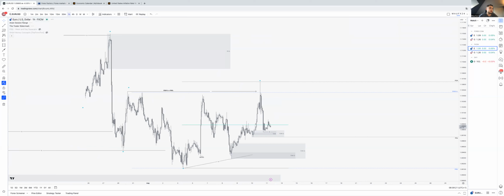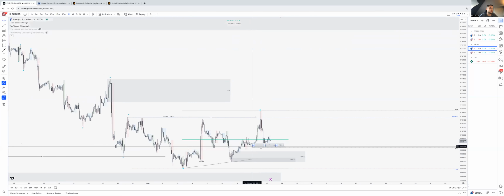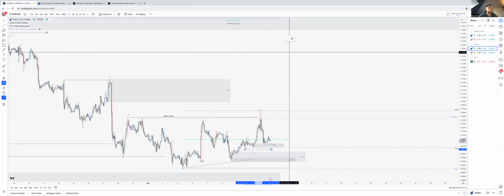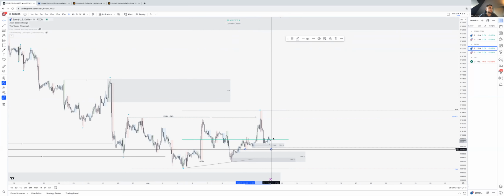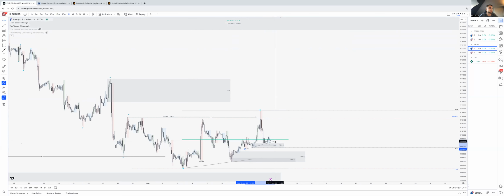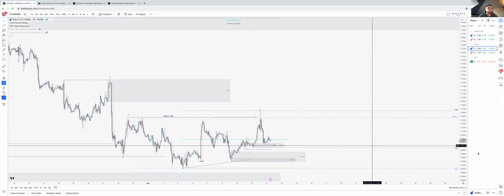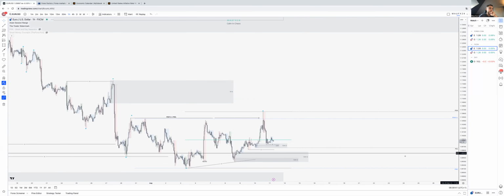The area I marked out here is a bit tricky. Why? Because this low is actually looking to me like it's into the range liquidity. If you pull that across, you can see that nice trend line. So gotta keep that in mind. If we get a setup, we get a setup.